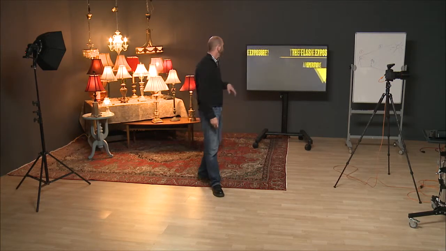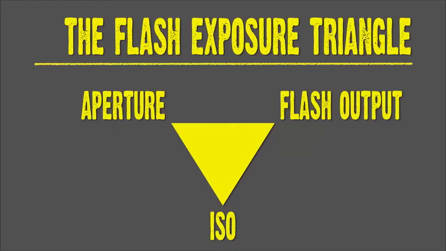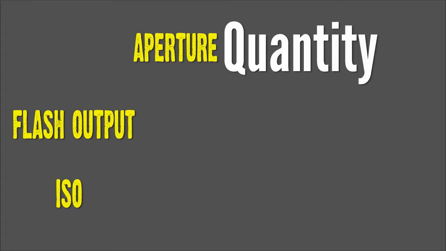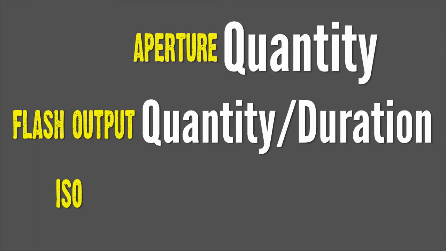So the flash exposure triangle looks like this. We have our aperture value and our ISO, and then we have flash output instead of shutter. And that flash output does some things. So the aperture now is going to control the quantity of light just like it did before, depth of field, all that kind of stuff. The flash output actually controls quantity, how much light, and it controls duration. And so our shutter used to control duration for ambient light.